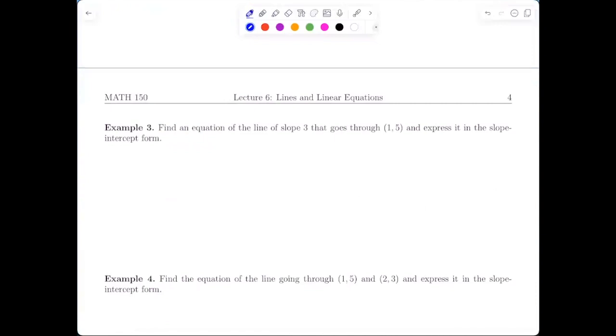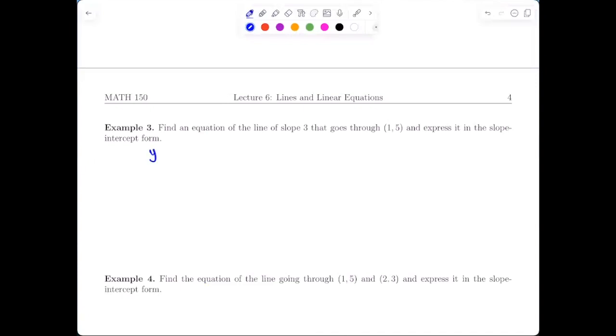Now, let me jump to some examples here. For example 3, find an equation of a line of slope 3 that goes through the point (1, 5), and then at the end, can you express the equation of the line in the slope-intercept form? Okay. Now in this problem, let's analyze this. You are given the value of the slope, which is positive 3, and a point (1, 5). So therefore, it's a good start for us to use the point-slope form.